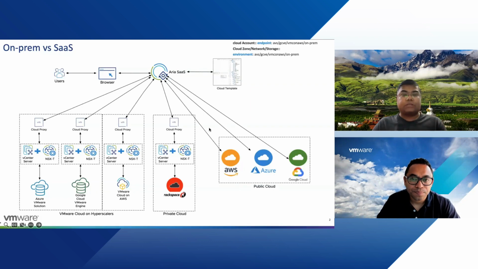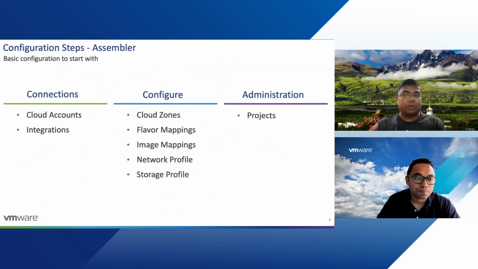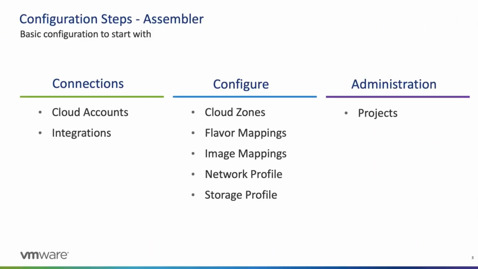Right. So once it's deployed, assuming that it's deployed in your environment or you have access to the SaaS version, what do you do next? So you log into your environment, and then there are three areas that you configure. You configure the connections. That means your resources from which you are going to get the resources or deploy your virtual machines. So you add your cloud accounts, like where you want to deploy your environments.